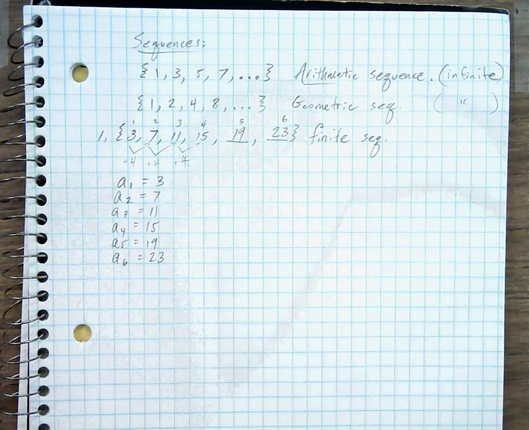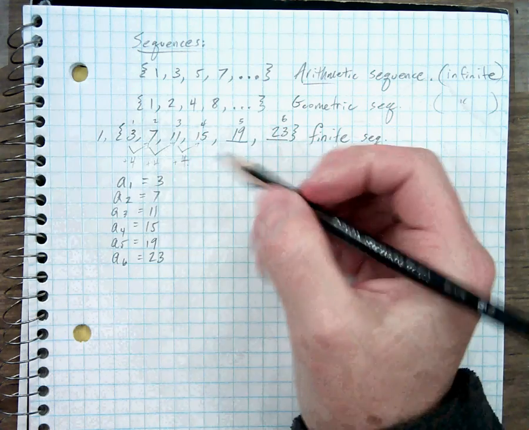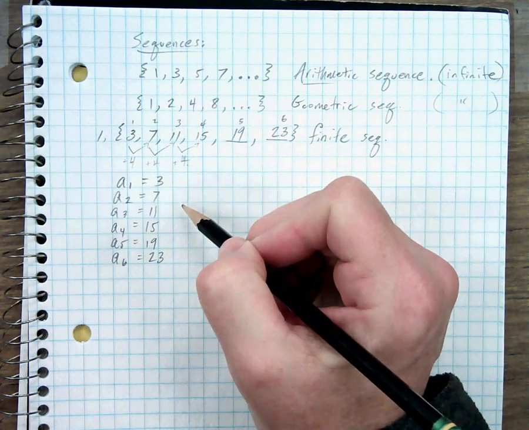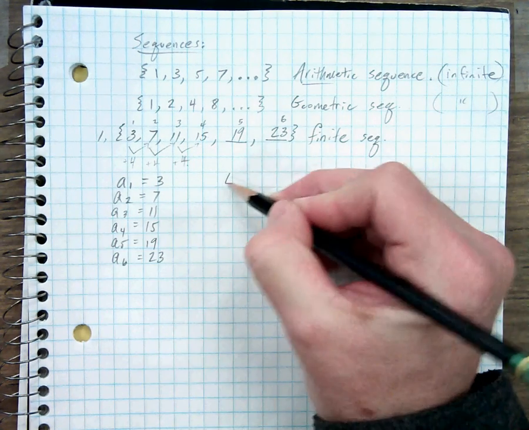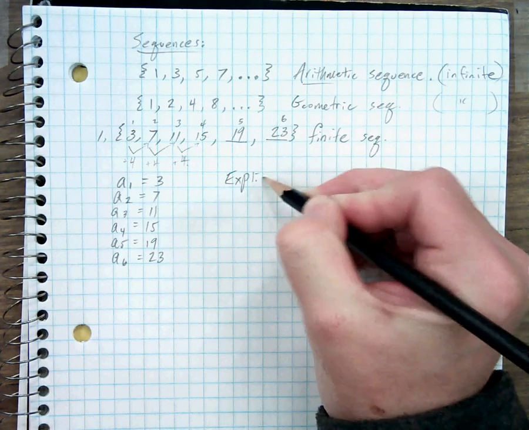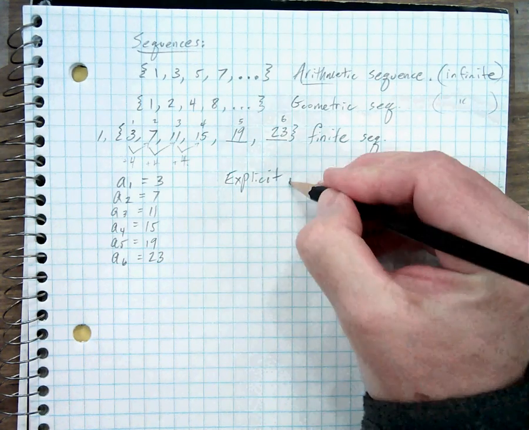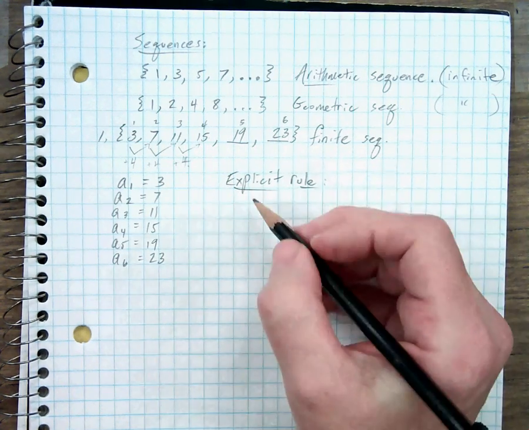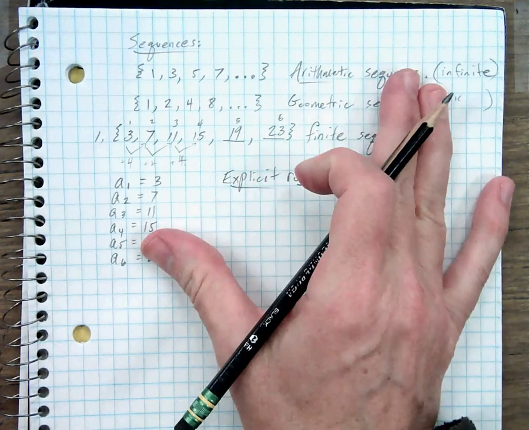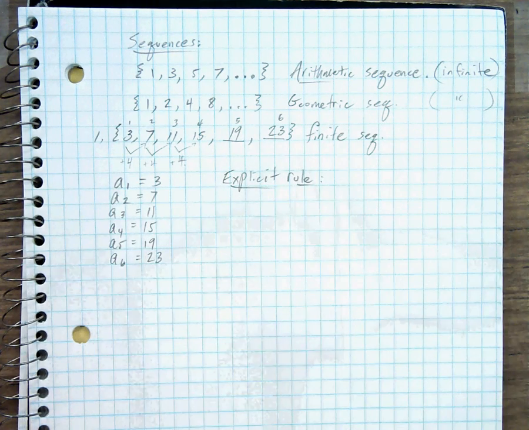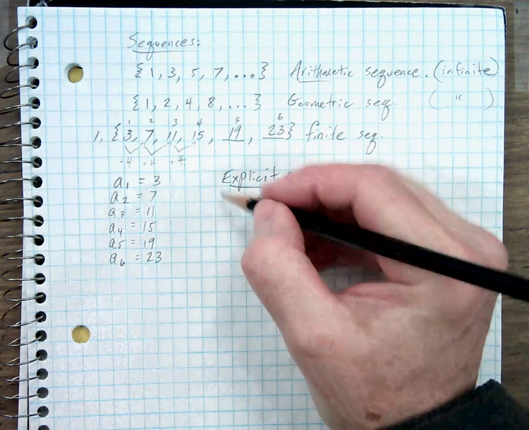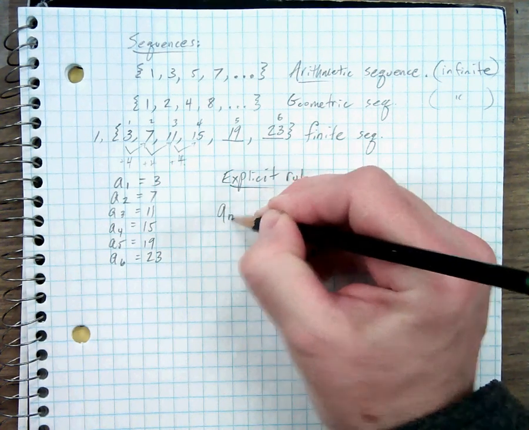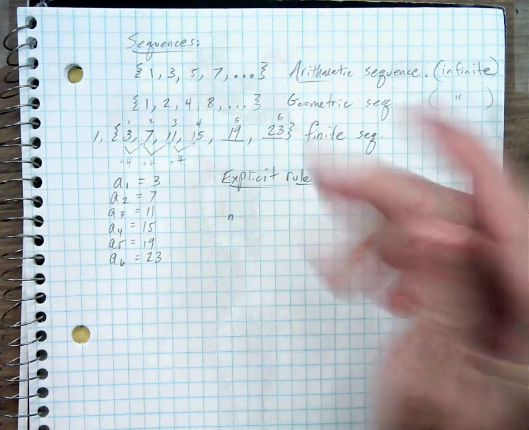All right, each sequence also has a rule. So for the rule for this sequence, there's two kinds. There's something called the explicit rule. The explicit rule basically allows you to find any number in the sequence from the rule. If you know the position of the number, you should be able to find it with the explicit rule. It works something like this. If I want to know the nth number in the sequence, so I'm going to use a sub n here.